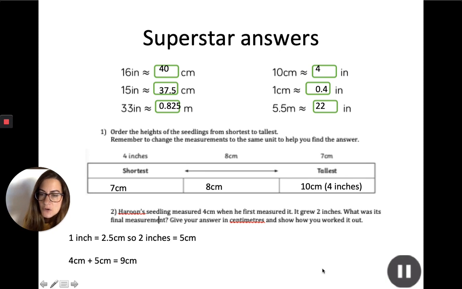Here's the second part of your answers, superstars. So this one was similar to the one we did together, but hopefully you managed to convert them accurately. And then we had a problem here at the end, which said Haroon's seedling measured 4 centimetres when he first measured it. It grew 2 inches. What was the final measurement? So we had to convert the inches to centimetres. So I know that 1 inch is 2.5 centimetres. So I know that 2 inches is 5 centimetres. It was originally 4 and it grew 5. So in total, it's now 9 centimetres.